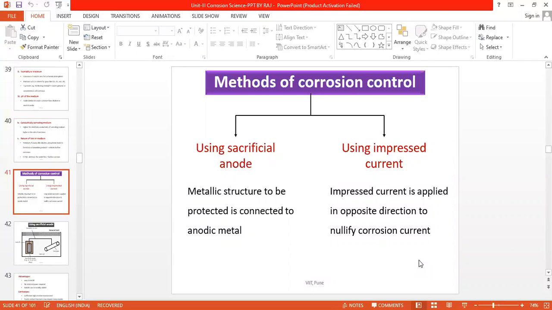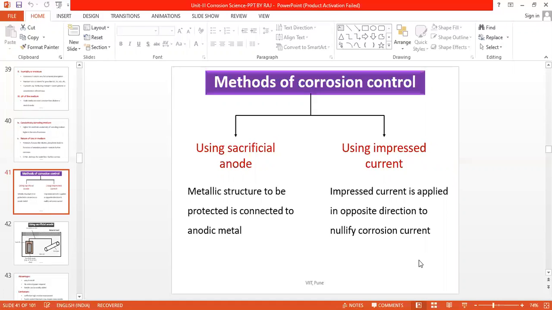After having studied the various factors affecting the rate of corrosion, now our next topic is how to control the corrosion. Now it is for sure that we cannot totally neglect the process of corrosion, but we can only control the extent to which the corrosion takes place. There are two types of corrosion control methods. One, cathodic protection, and second, anodic protection.